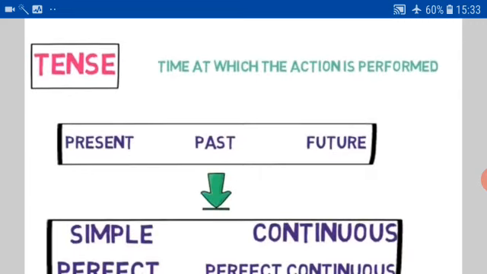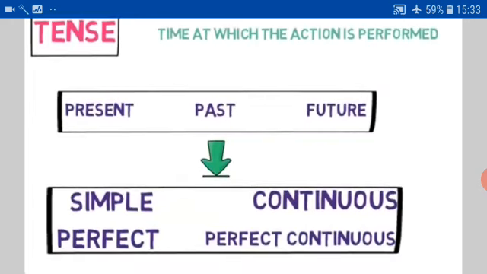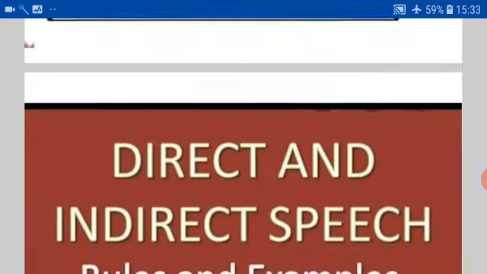Now, the third concept is tense. We have to learn tenses very carefully and attentively because they are compulsory; they are the root of converting direct speech into indirect speech. There are present tense, past tense, and future tense, and each has 4 aspects: simple, perfect, continuous, and perfect continuous. We should learn the rules of the tenses, then we can easily change direct speech into indirect speech.